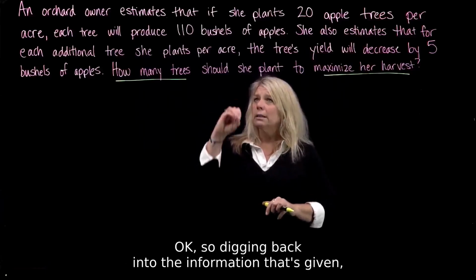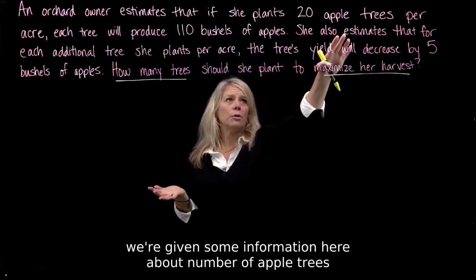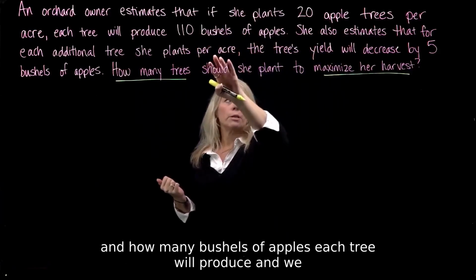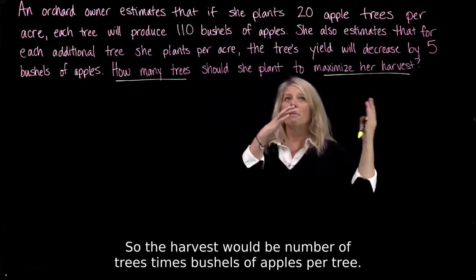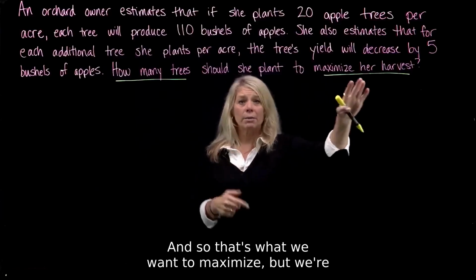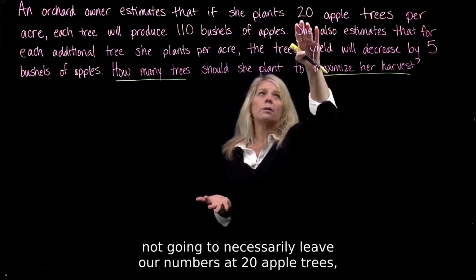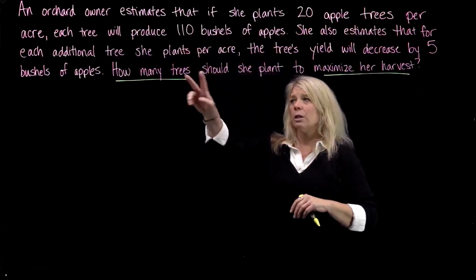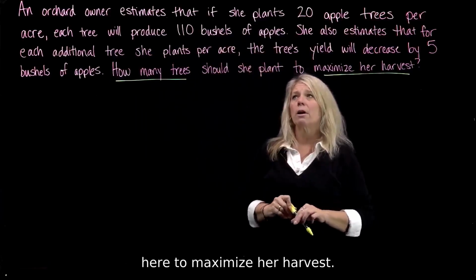Okay, so digging back into the information that's given, we're given some information here about number of apple trees and how many bushels of apples each tree will produce, and we want to maximize the harvest. So the harvest would be number of trees times bushels of apples per tree. And so that's what we want to maximize, but we're not going to necessarily leave our numbers at 20 apple trees producing 110 bushels of apples each. We want to know how many trees she's going to plant here to maximize her harvest.